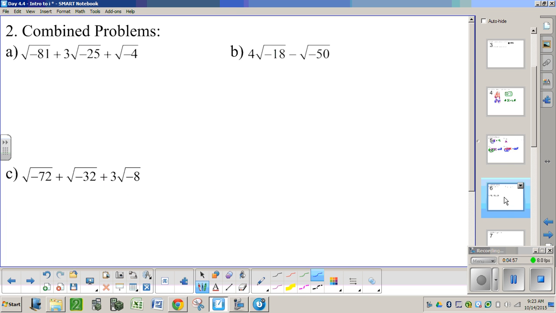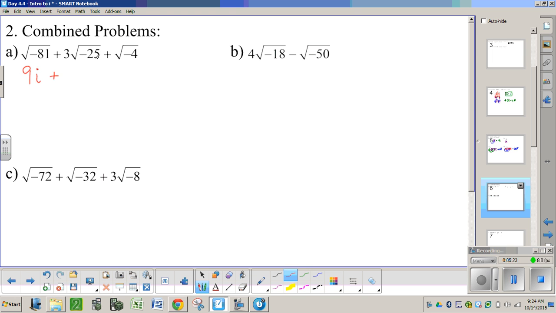So remember, in the last lesson, we talked about simplifying your radicals, making sure that they had the same number inside the radical. But when you're dealing with negative radicals, you have to make sure that you take that i out first. So we're going to go through and simplify first before we add and subtract. So square root of negative 81 is 9i.